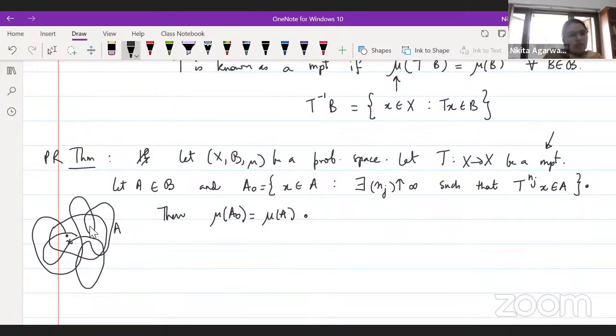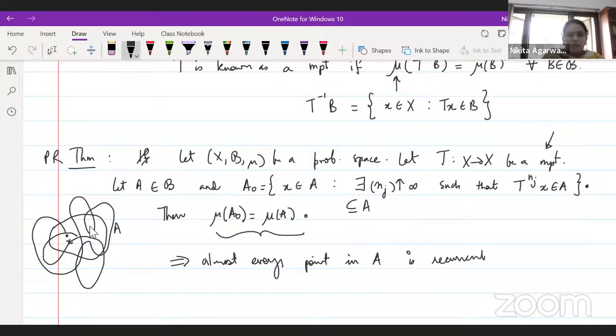So in measure theory sense, you are saying that if the measure of A naught, which is a subset of A, is same as measure of A, remember A naught is a subset of A, right? So you are talking about a special kind of subset in which all the points are recurrent. You are saying that measure of the set of all recurrent points is same as the measure of the original set, which means that almost every point in A is recurrent. Keeps on visiting A repeatedly.